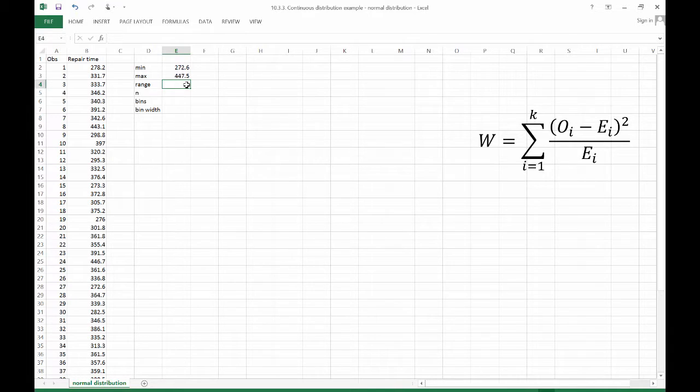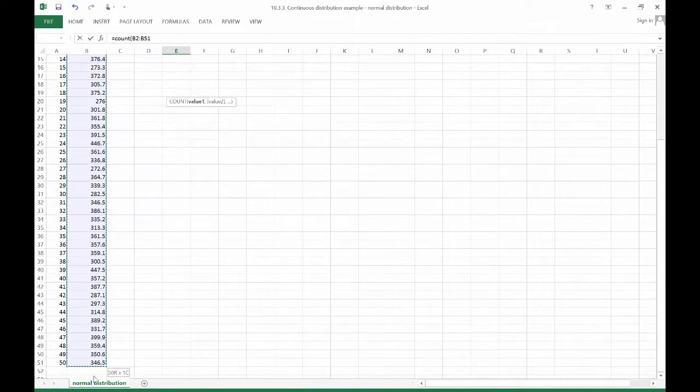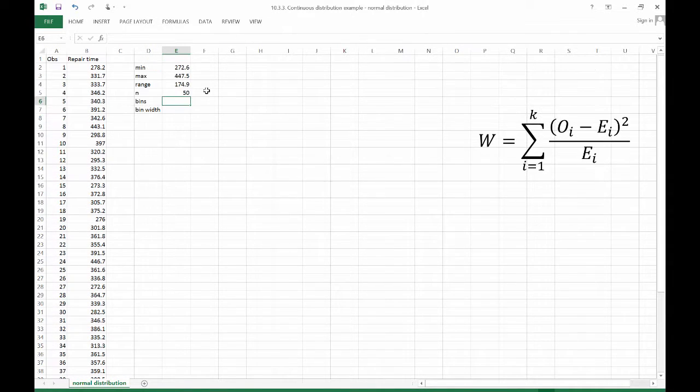Okay, so what's the range then? The range is the max minus the min, which is 174.9. Okay, what's the total number of observations? We know it's 50. Let's just be fancy, use the count function here. You never know when the count function might come in handy if you have some missing values or something like that. If we had an empty cell here, the count function would not count it as an observation. And we have 50 observations, of course.